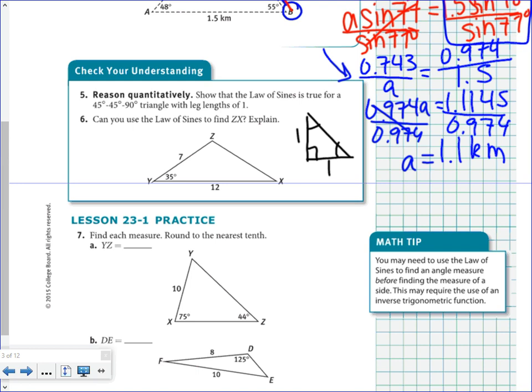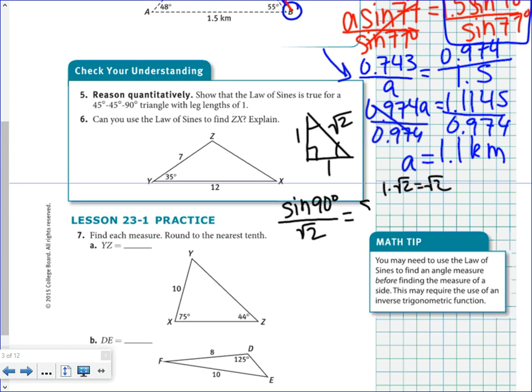And then if you remember from the 45, 45, 90 triangles, the hypotenuse is multiplied by the square root of 2. So 1 times the square root of 2 is just square root of 2. So our hypotenuse is square root of 2. If you set up the law of sines, pick an angle. You have a 90-degree angle. Sine of 90 degrees. The side opposite that is square root of 2.